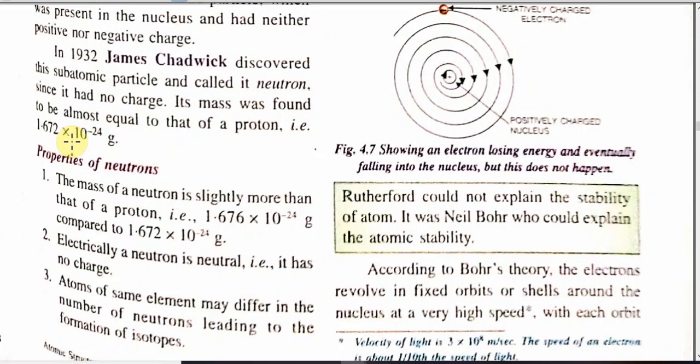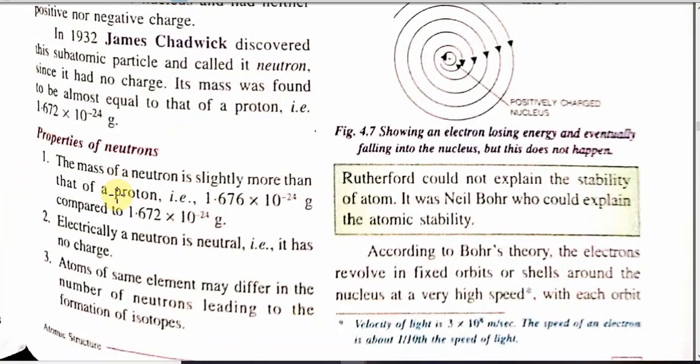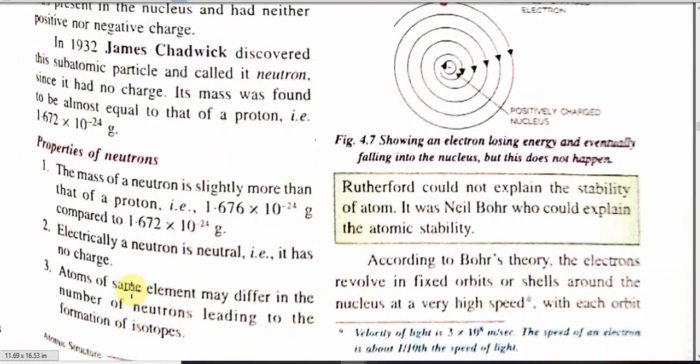Students, let us see the three basic properties of a neutron. First property, mass of neutron is slightly more than that of proton. You can see slightly more. Now 1.676 is of neutron and 1.672 of proton. Second property, electrically a neutron is neutral. It means it has no charge, no plus charge, no minus charge. Third, atoms of same element may differ in number of neutrons, leading to the formation of isotopes.